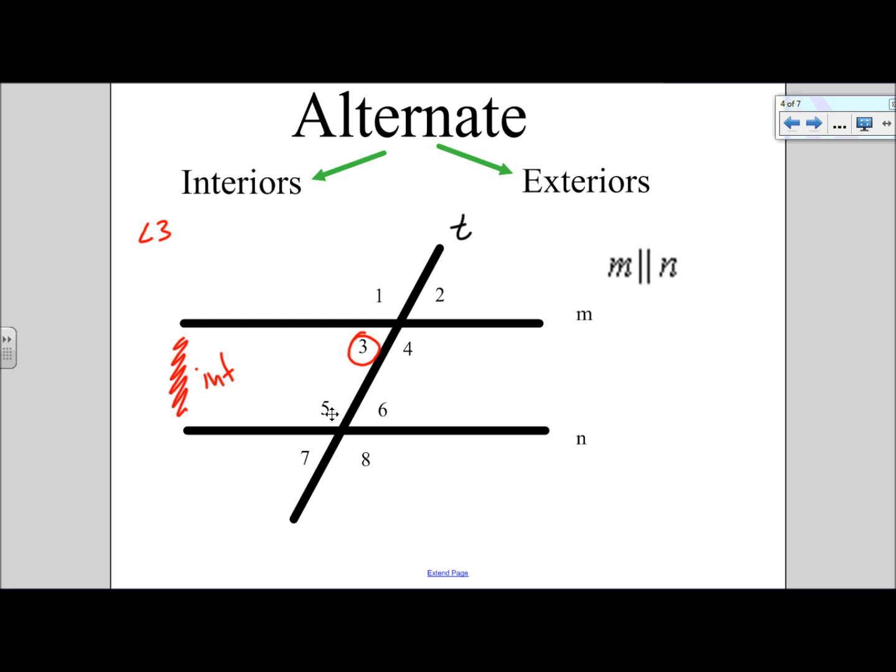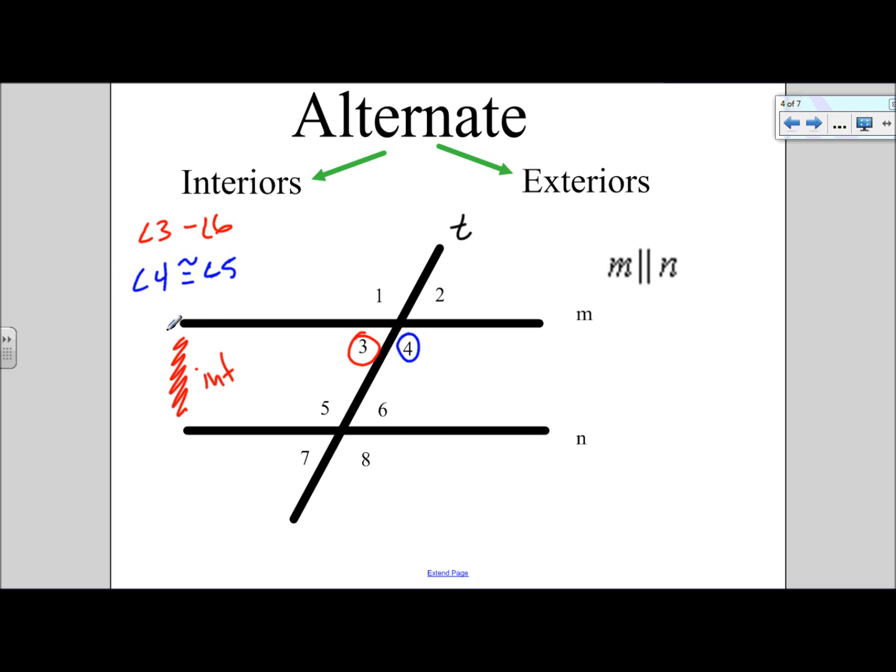Well, 5 is on the same side, so it's not alternate. It has to be with 6. Okay? If we look at angle 4, that's an alternate interior with angle 5. Now, part of your homework, or what I want you to do tonight, is write a proof for me, statement and reason form, of this relationship. Why do you think angle 4 is congruent to angle 5?